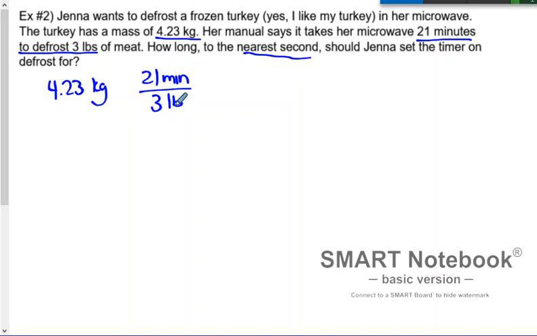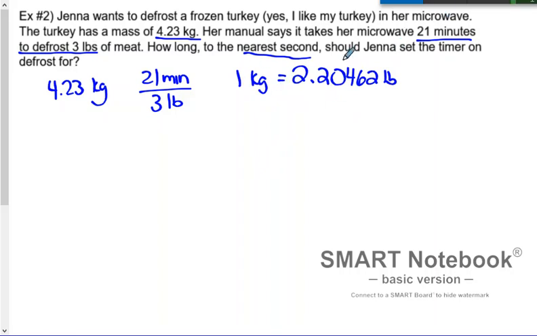Now, if it was 21 minutes per kilogram, I would be able to just do this in one conversion, but we're going to have to do more than one because I need to figure out, well, this is in kilograms, how many pounds is that, so I can actually use this conversion. Now, I should have given this to you in the question, but I didn't. So here is a conversion that you will need for this. So 1 kilogram is 2.20462 pounds.